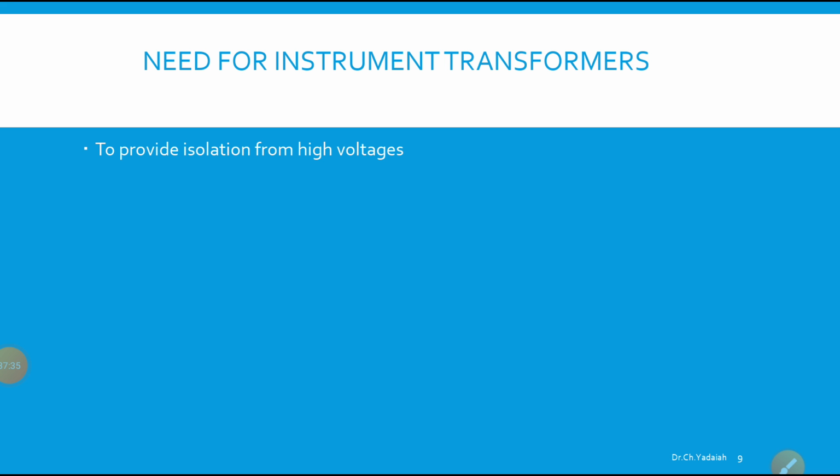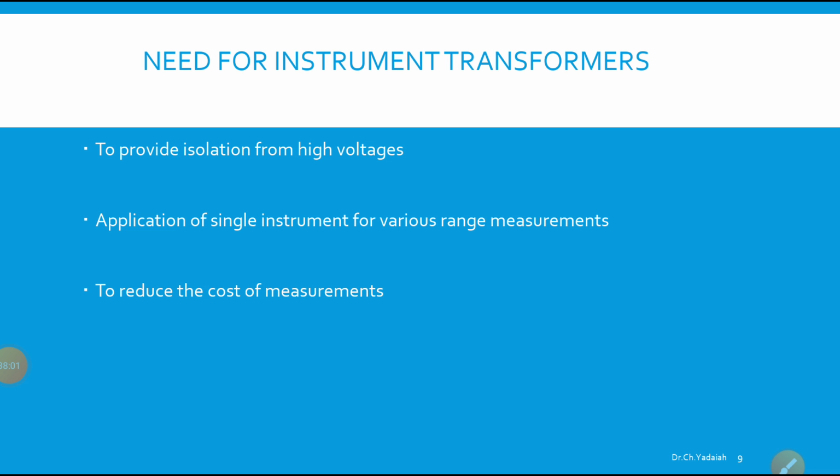Now, to provide isolation from high voltages and application of a single instrument for various range measurements. The same meter can be used at different voltage and current ranges by changing its CT and PT ranges. At the same time, to reduce the cost of measurements, to reduce the cost of protection equipment, and finally and foremost important is the safety of the operators. This is very essential.